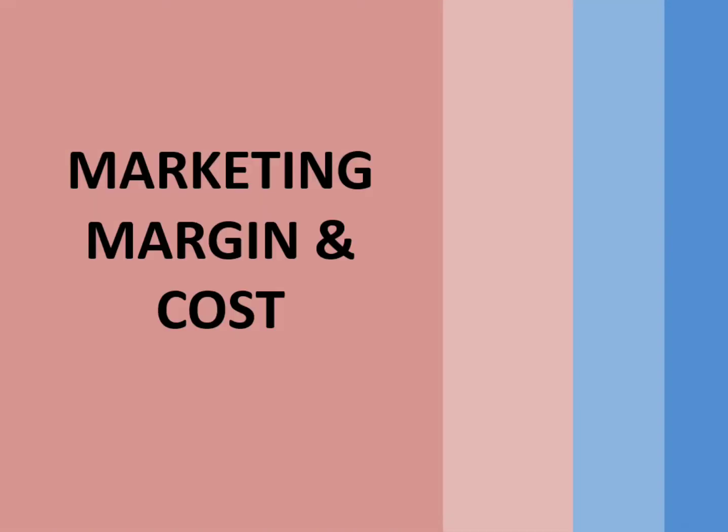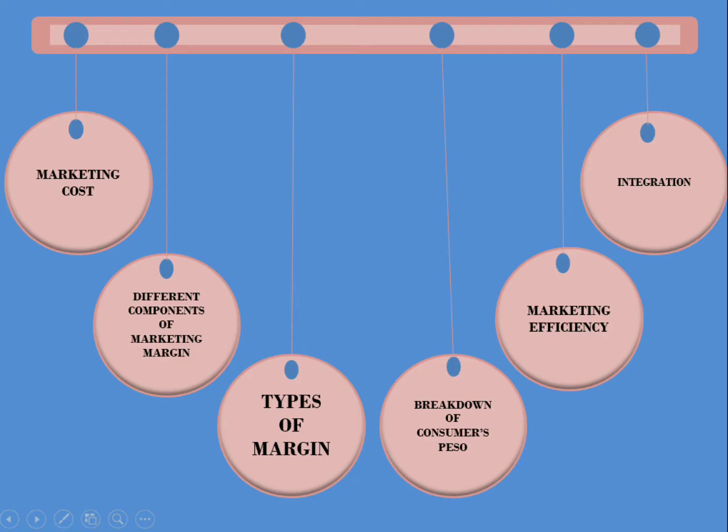We are here to report the marketing margin and cost. As you can see on your screen, there are 6 subtopics of our lesson for today. The first one is marketing cost. The second one is different components of marketing margin. The third is type of margin. Fourth, breakdown of consumer's peso. Fifth, marketing efficiency. And the last one is integration.